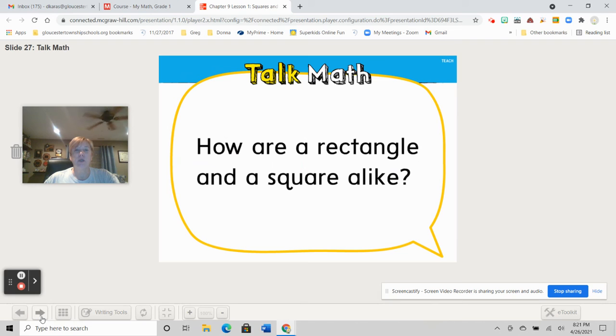Okay, now let's look. How are a rectangle and a square alike? Well, let's see. What did you just learn with numbers 1 and 2? They both have 4 sides. They both have 4 vertices. Are they open or closed shapes? That's right, they are closed.